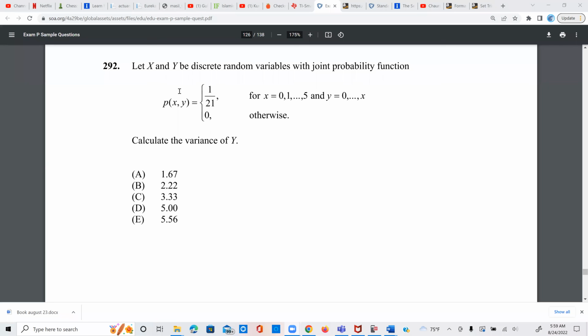Let x and y be discrete random variables with joint probability function given below. Calculate the variance of x.